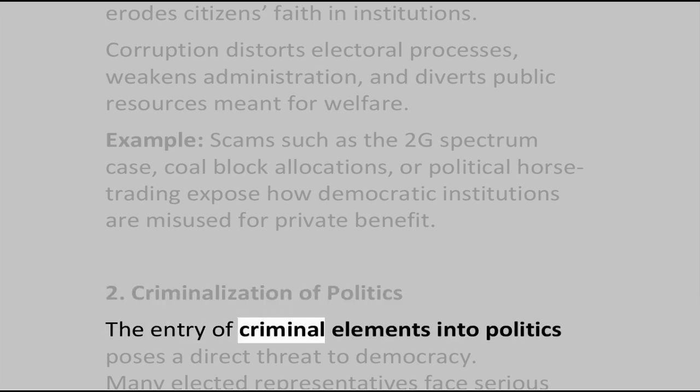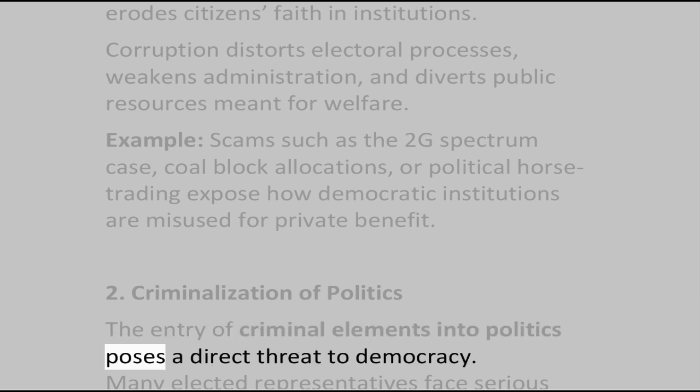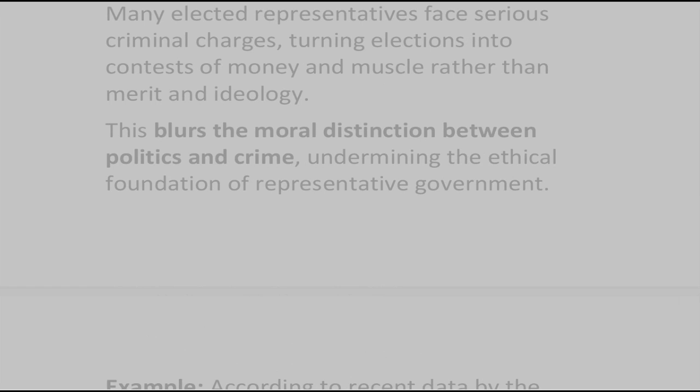The entry of criminal elements into politics poses a direct threat to democracy. Many elected representatives face serious criminal charges, turning elections into contests of money and muscle rather than merit and ideology. This blurs the moral distinction between politics and crime, undermining the ethical foundation of representative government.